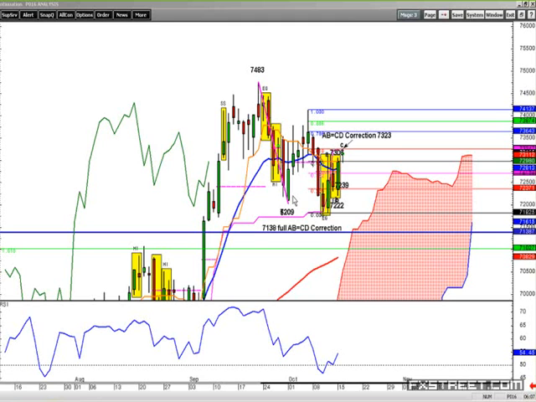But they have a tendency in corrective sequences. We need to see a lower low, and then we need to see a lower high, and this is our low.